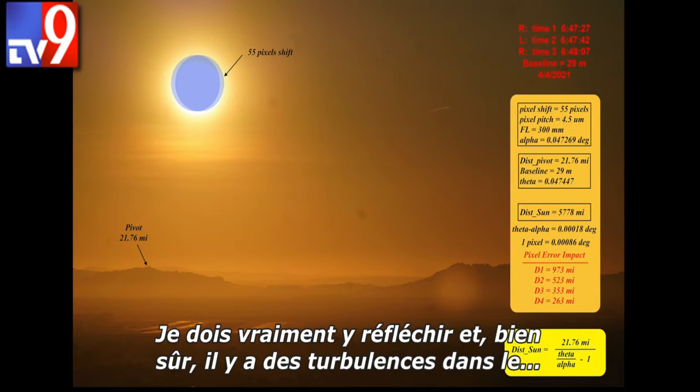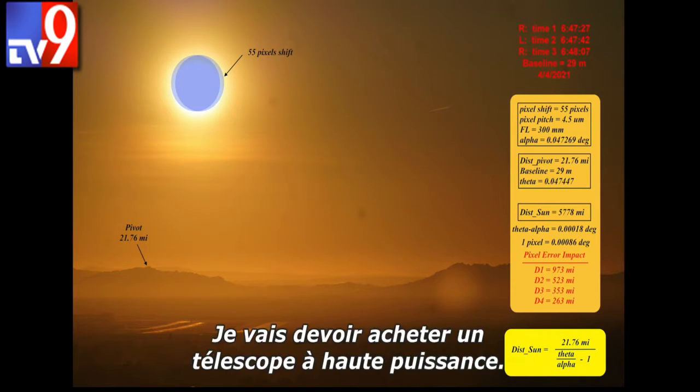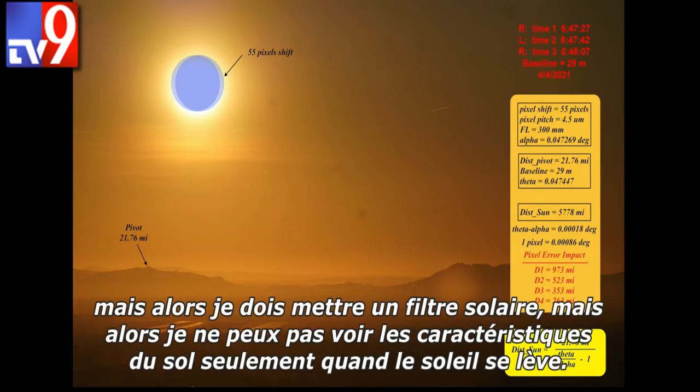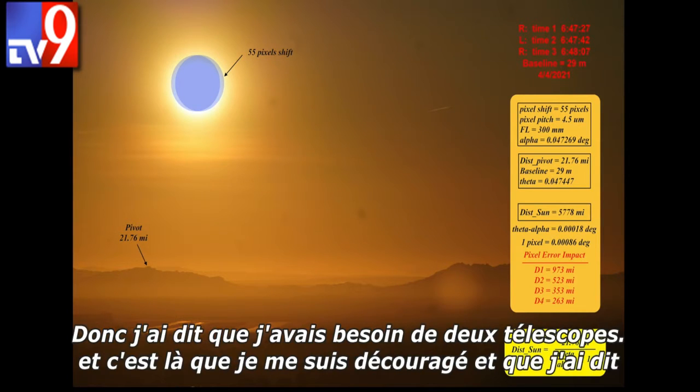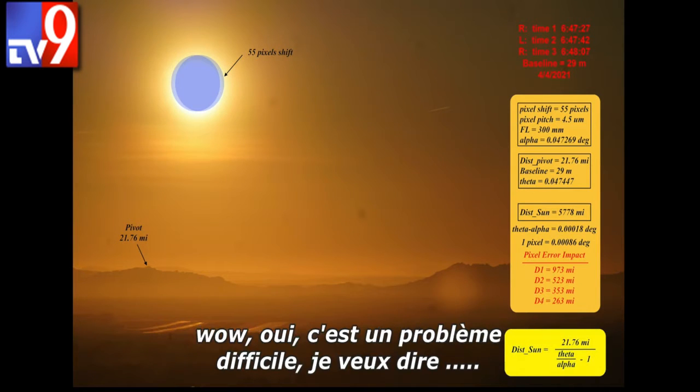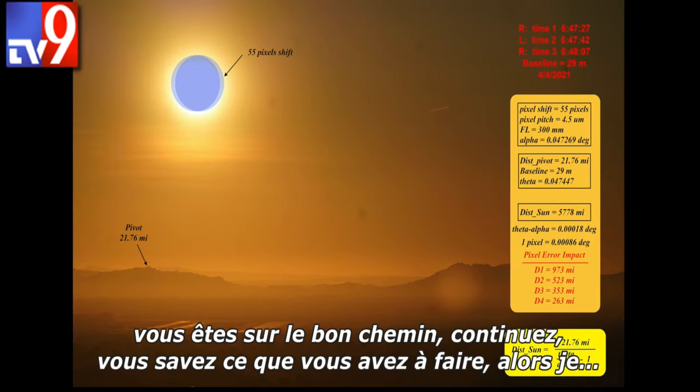And of course, there's turbulence in the atmosphere, and I got really discouraged. I said, yeah, I'm gonna have to bring a high-powered telescope, but then I need to put a solar filter, but then I cannot see the ground features only right when the sun comes up, and certainly I cannot run and move this heavy thing to another location. So I said I need 2 telescopes, and that's when I got discouraged, and I said, wow, yeah, this is a hard problem. It's not that simple, but something told me, hey, you're on the right path. Keep going. You know what you need to do.